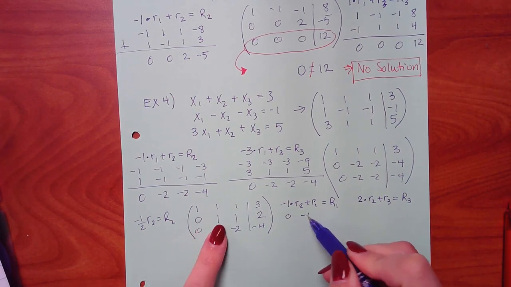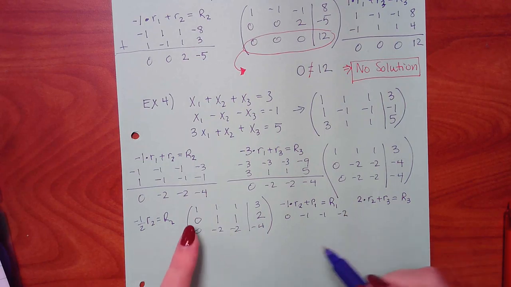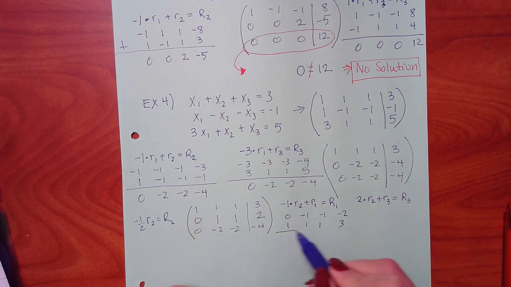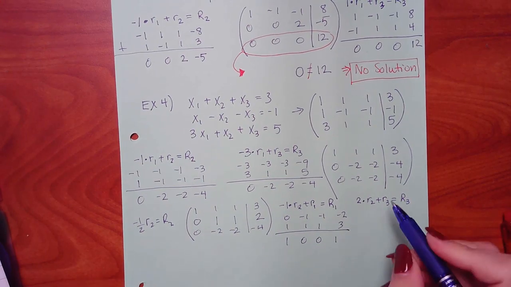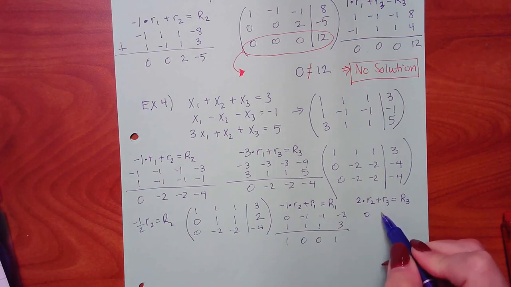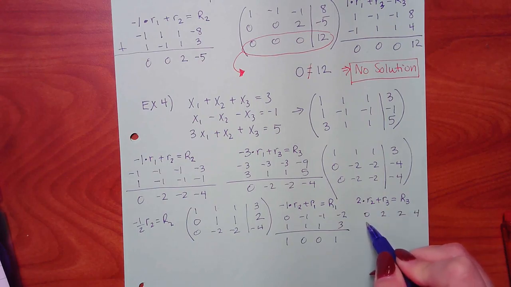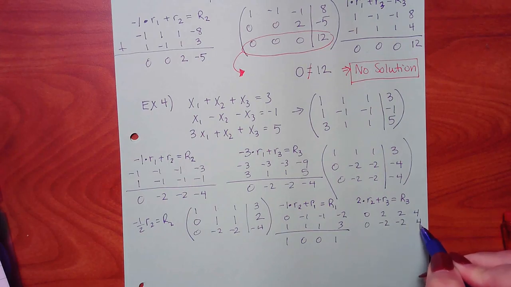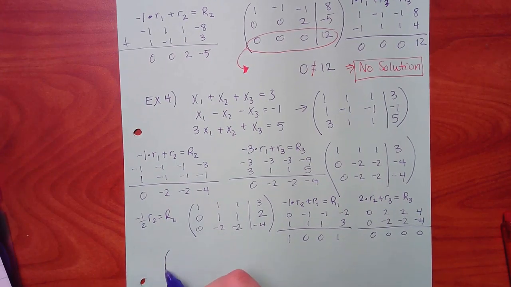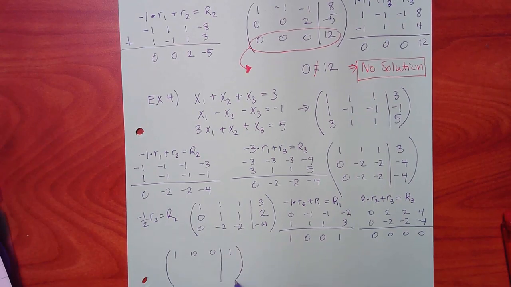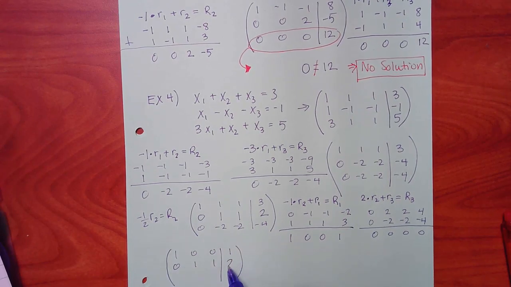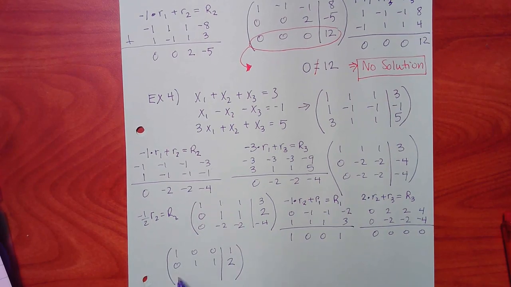That's still 0, negative 1, negative 1, negative 2, 1, 1, 1, 3. Over here, I'm going to get 0 still, 2, 2, and 4. Row 3 goes underneath. And when I combine them, there's my zeros. So row 1 becomes this. Row 2 is going to stay the way it was. And row 3 is going to become this.